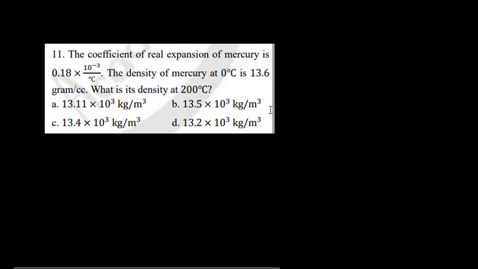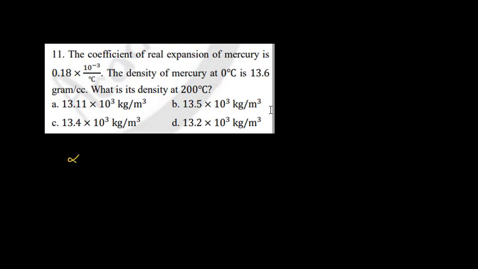Here, 11th question: the coefficient of real expansion of mercury is, I think it is linear expansion, is 0.18 into 10 power minus 3 per degree Celsius. The density of mercury at 0 degree Celsius is 13.6 gram per cc. What is the density at 200? Okay, so this is the coefficient of linear expansion. It is not volume expansion, linear expansion maybe.